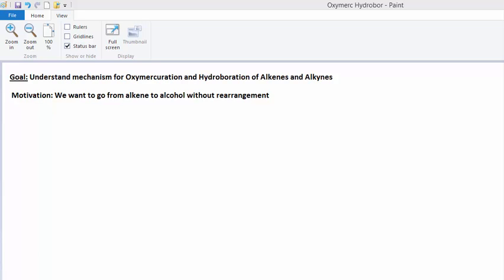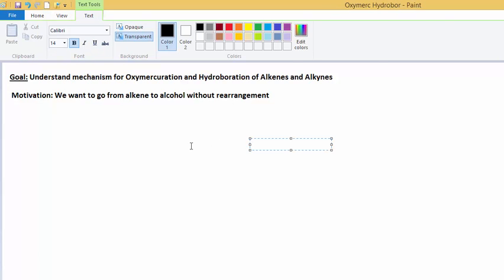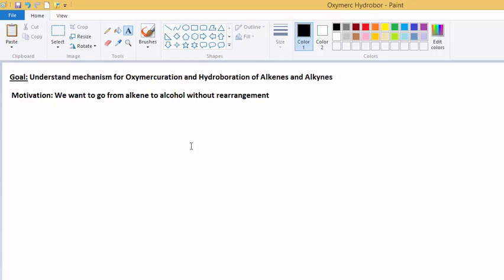Alright, this time let's talk about two pretty classic reactions, oxymercuration and hydroboration. The reason we care about these reactions is because up till now you've seen some alkene reactions. Hopefully you remember hydrogenation and particularly hydration. Hydration was the method we used of transforming alkenes to alcohols.